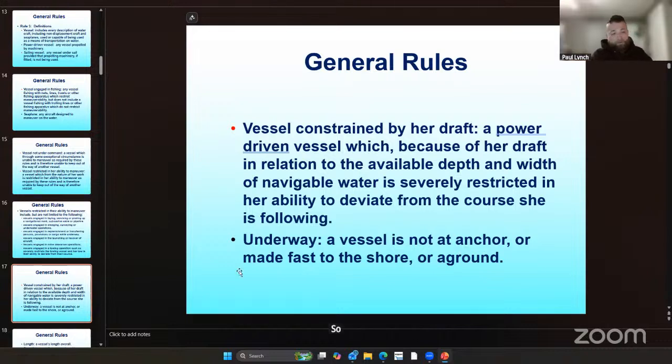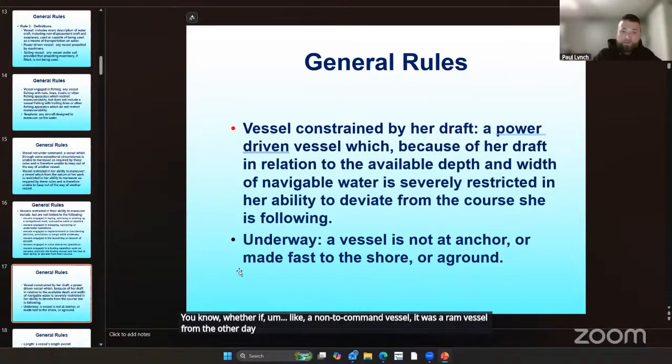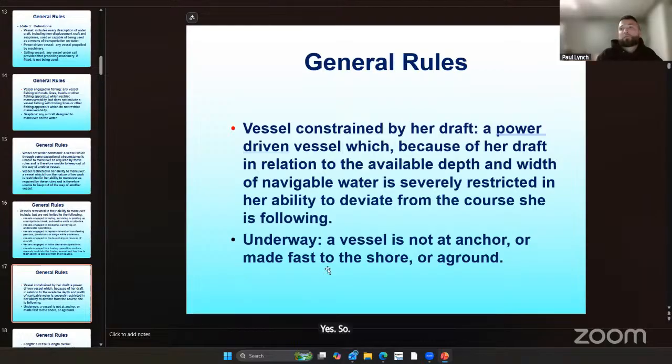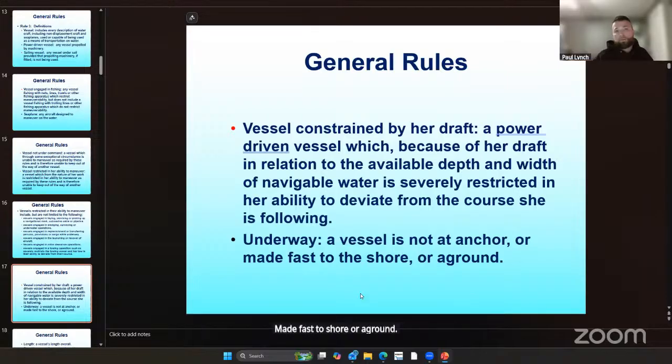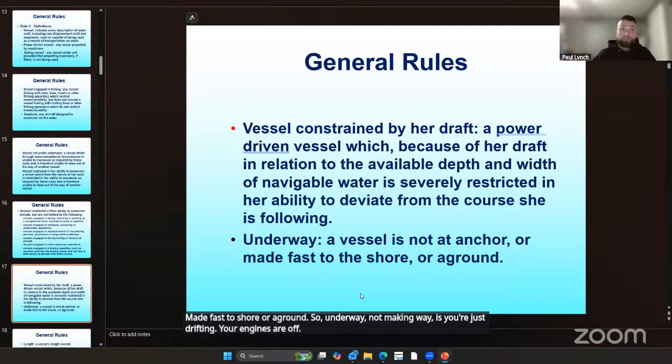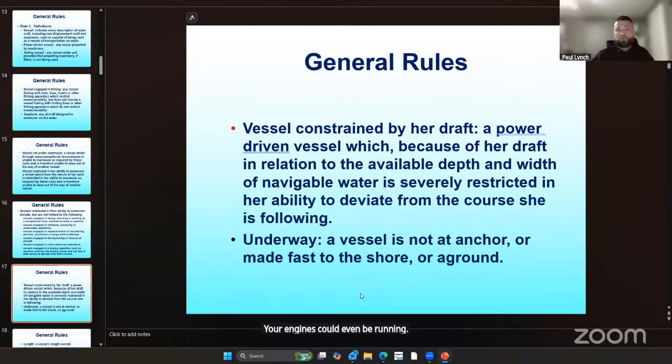So then I mentioned earlier, when John asked whether a not under command vessel, like the ram vessel from the other day, has to have their other navigation lights on: yes. So there's underway making way and there's underway not making way. And the definition of underway, like I mentioned, is a vessel that is not at anchor, made fast to shore, or aground. So underway not making way is you're just drifting. Your engines are off. Your engines could even be running, you're just in neutral. So you're not making way through the water.